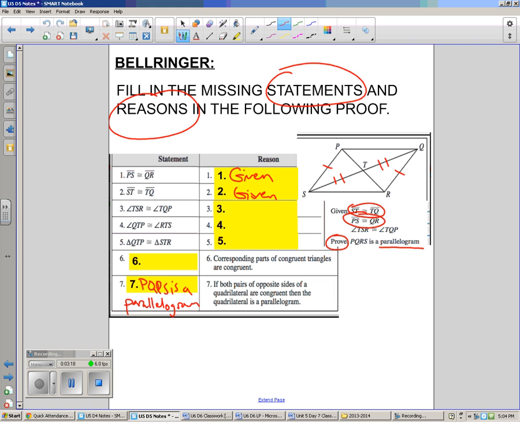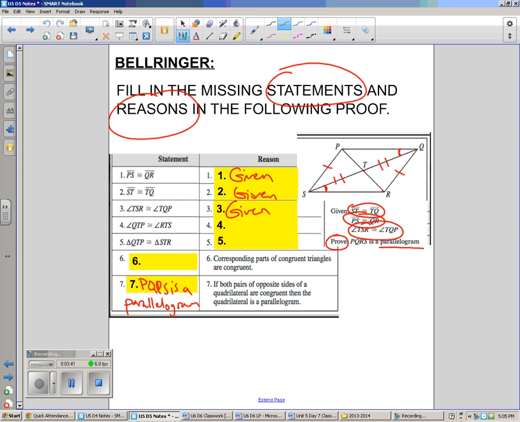What is the reason for that? It is given to us again. Okay, now I'm going to mark it in my diagram, so I'm going to start with TSR, so it's this angle right here, and then that's congruent to angle TQP, and that's this angle right here. Okay, perfect, and that is given to us.